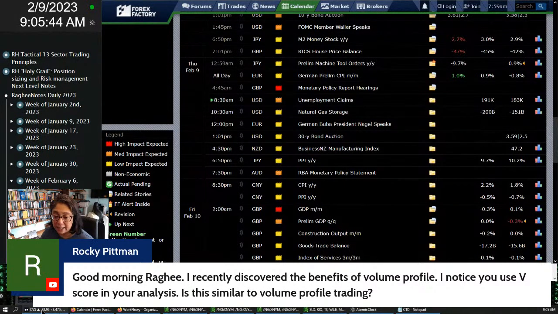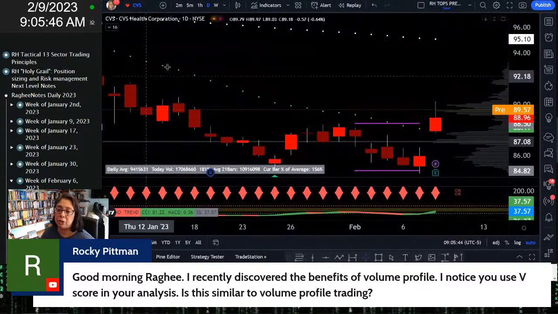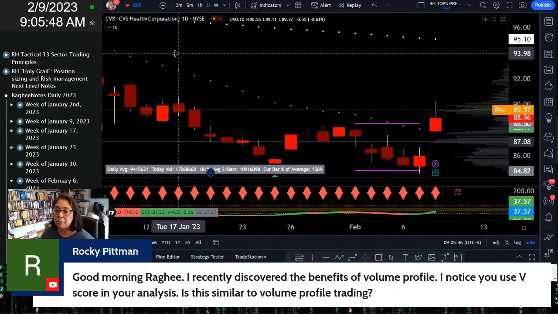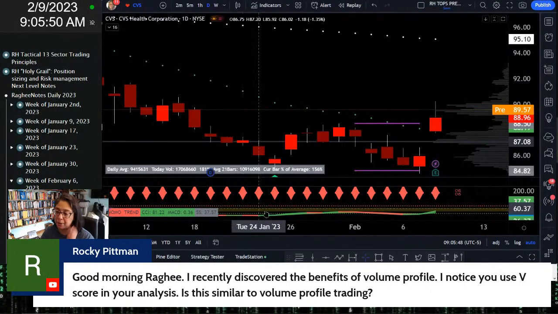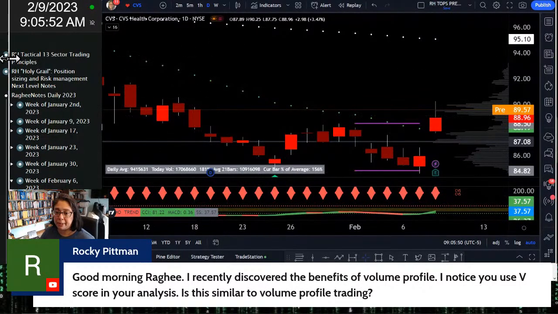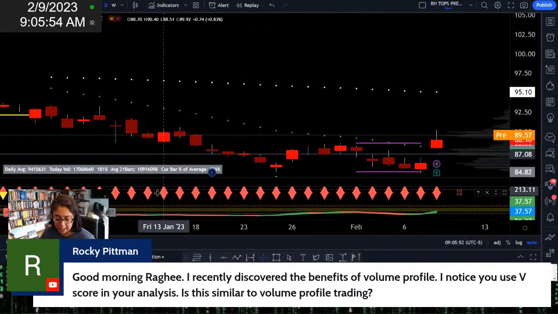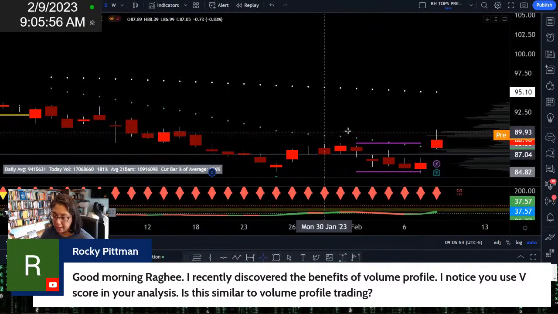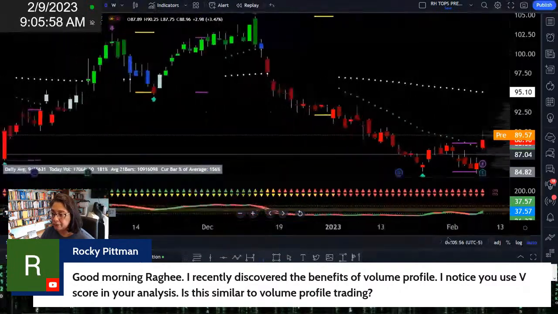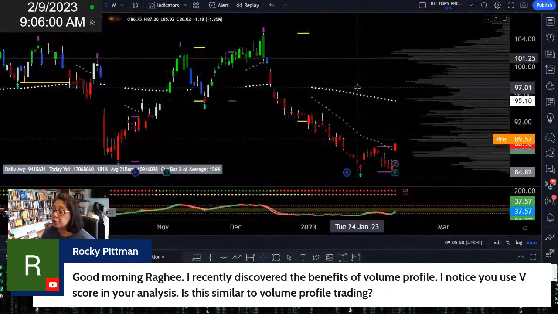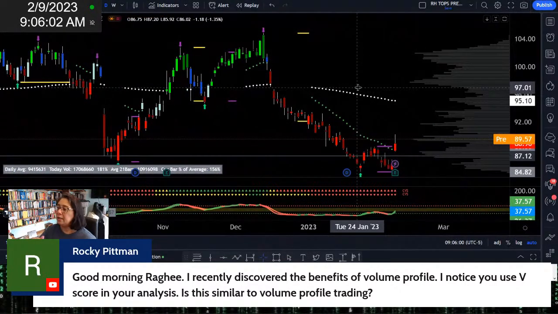And there's a couple different ways you can look at volume profile. Let me make this chart a little bit bigger here. Probably the easiest way to do that is look at, this is TradingView, by the way. This is sort of the foundation. This is really basic volume profile.